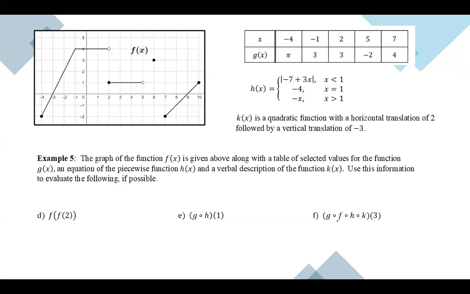Okay. So F, you're starting with 3 into K. So you put 3 into K. That's 3 minus 2 is 1. 1 squared is 1. And then 1 minus 3 is -2. So now you're doing H of -2. H of -2 means that I'm using this guy, right? Because it's less than, I plug in -2. That gives me -6. -6 plus -7 gives me -13. The absolute value of -13 is 13.